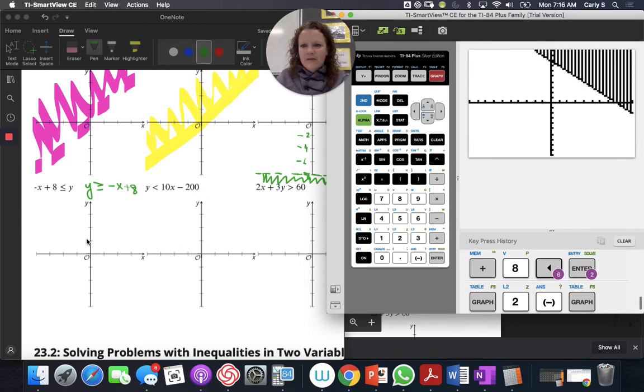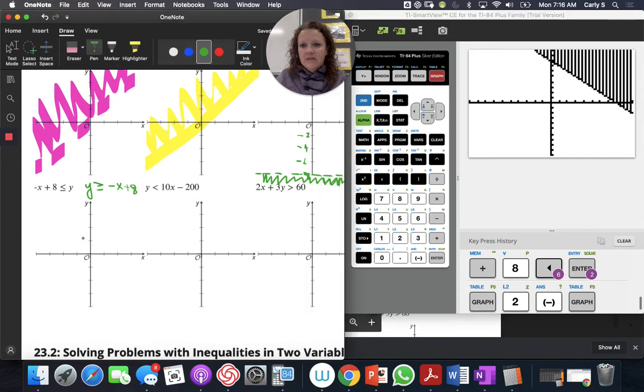Okay, so our y-intercept is 8, 2, 4, 6, 8, and we're shading down. Let's see, 1, 2, 3, 4, 5, 6, 7, 8, 2, 4, 6, 8, and it's greater than or equal to, so solid line, and we are greater than, so we're shading above.